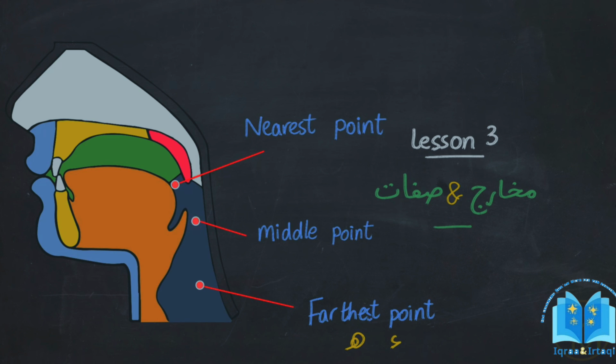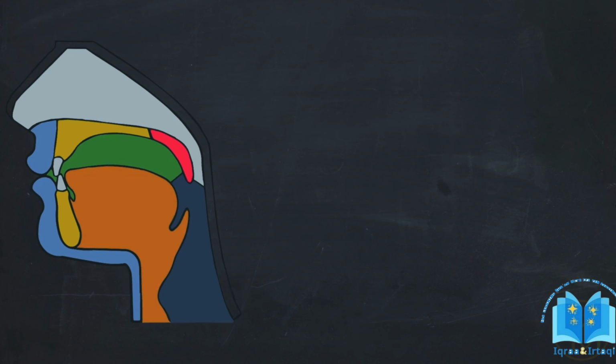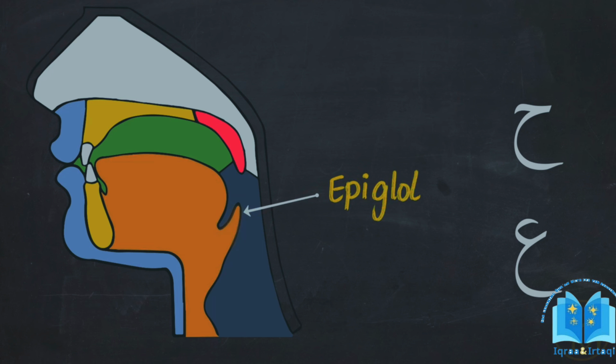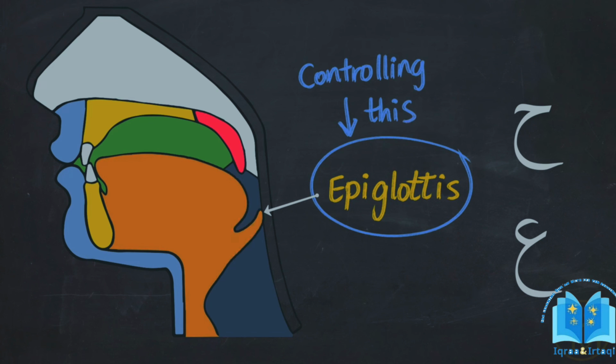Today's main focus is the middle point of articulation. From this area, we pronounce 2 letters. They are ha and ayn. So let's get started. As we said, ha and ayn come from the middle part of the throat, but to be more specific, from an organ called the epiglottis, which is that small flat part at the back of the tongue that closes when you swallow to prevent food from entering the tube that goes into your lungs. So controlling that area is the most important thing to learn to produce ha and ayn successfully.